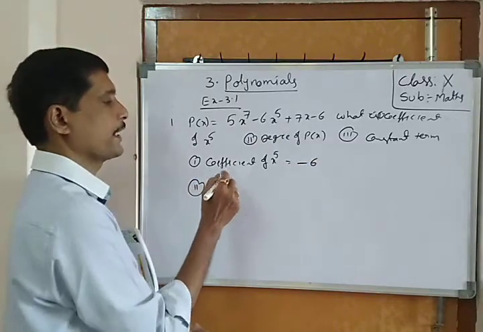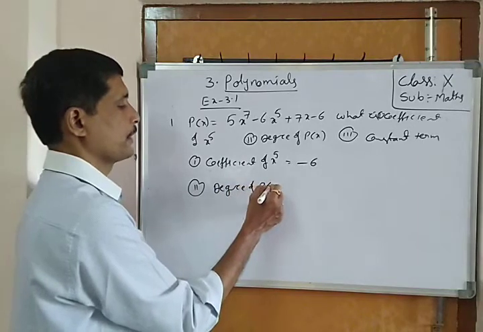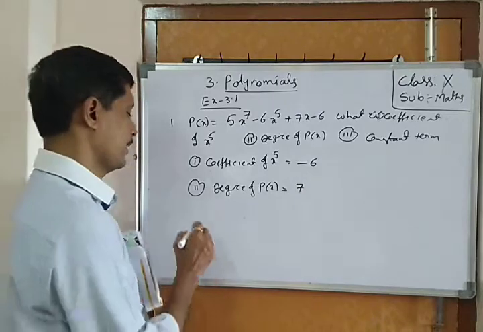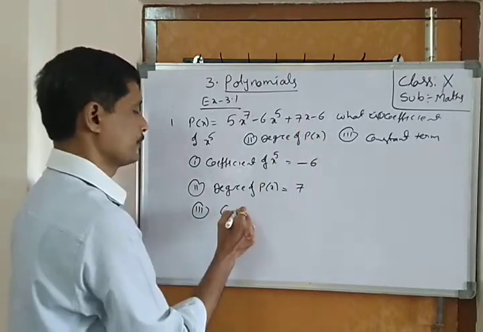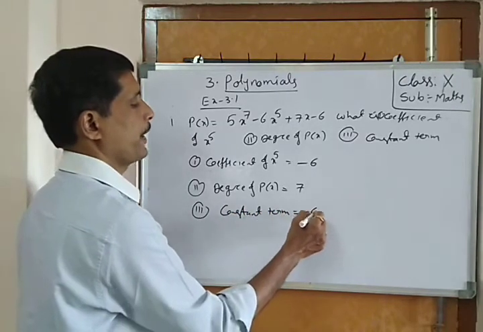Next, degree of p of x. Here the highest power is 7, therefore the degree is 7. Next, constant term. Here the constant term is minus 6.